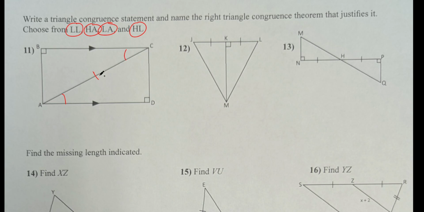So what do I got? I got a hypotenuse of both of them. Isn't this the hypotenuse? You see AC? That's the hypotenuse of this one. It's the hypotenuse of this one. So I'm either going to use hypotenuse angle or what? Hypotenuse leg. Well, what's the other thing that I know? I know these two angles are equal to each other. So which one do you think I'm going to use? Okay, hypotenuse what? Angle. All right, it says write the congruent statement and then give the theorem that justifies it. So I'm going to use hypotenuse angle. Now, what triangles are congruent? Let's call this triangle ABC.